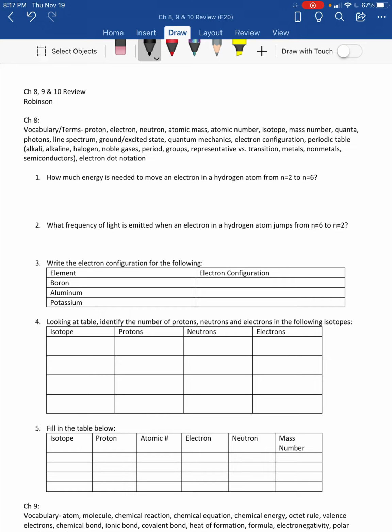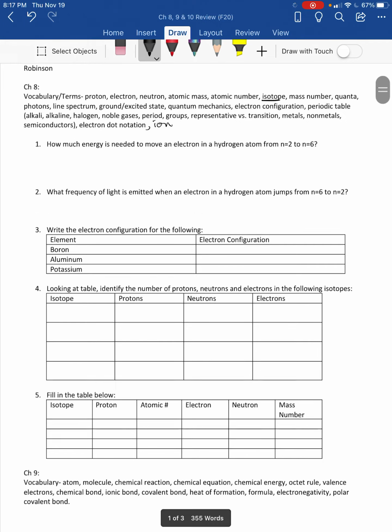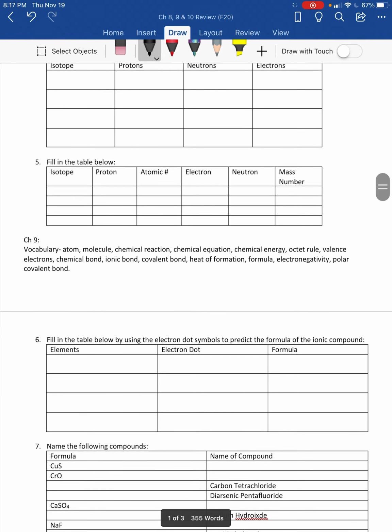A couple that I just want to point out again, like isotope and ion. Did I not put ion? Okay, let's add that. Ion. That's funny. Those are a couple that you kind of need to know the difference between. Maybe ion is over here in chapter 9.